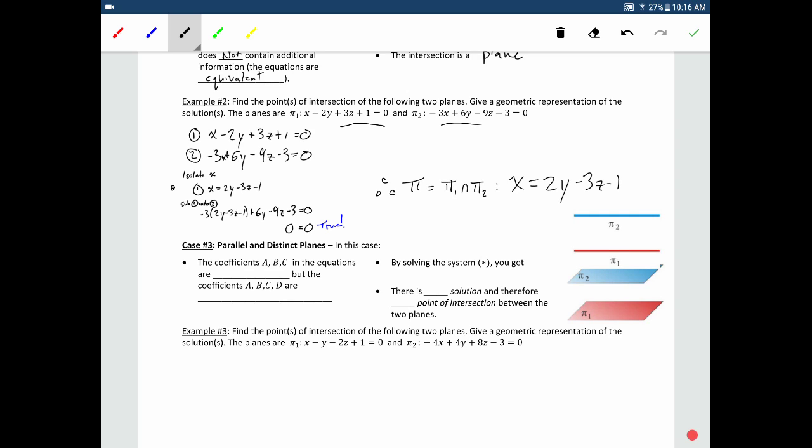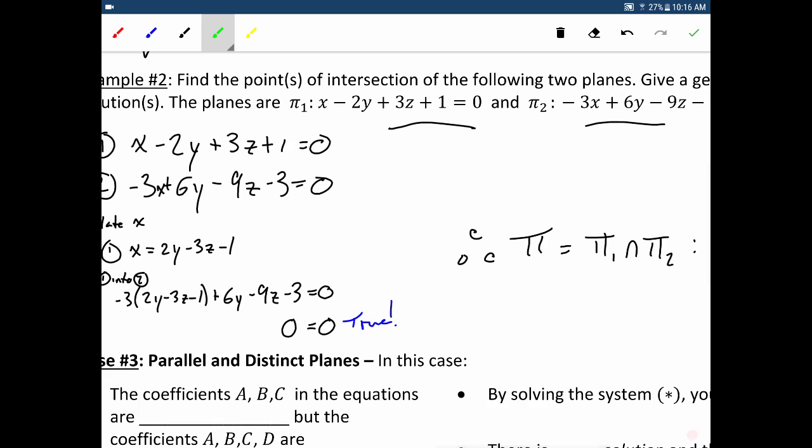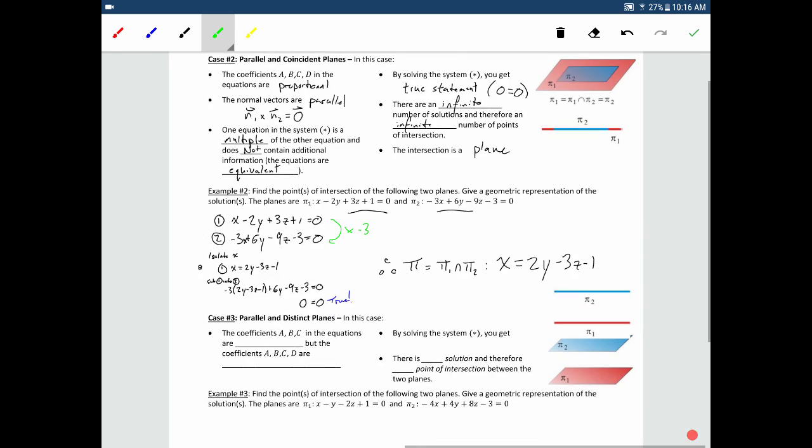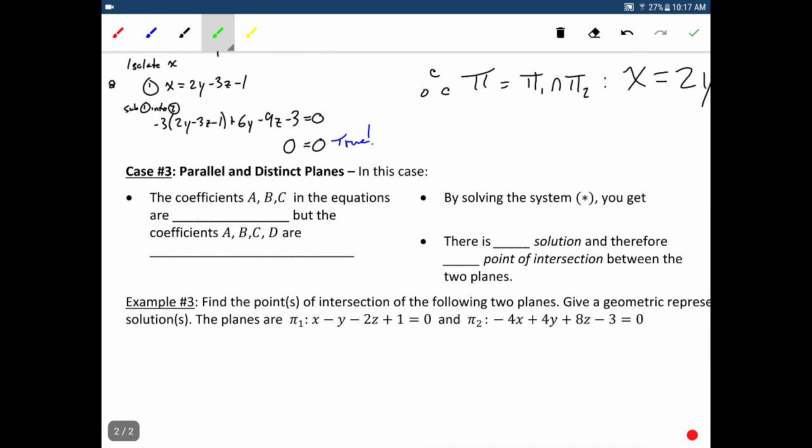And I'm not sure why that is, if I'm being completely honest. But it is worth noting that if I were to take this equation and multiply it by -3, it would give me that equation. Okay, and so that's how you can tell. But anyway, the last one here is that they are parallel, but this time they are distinct.